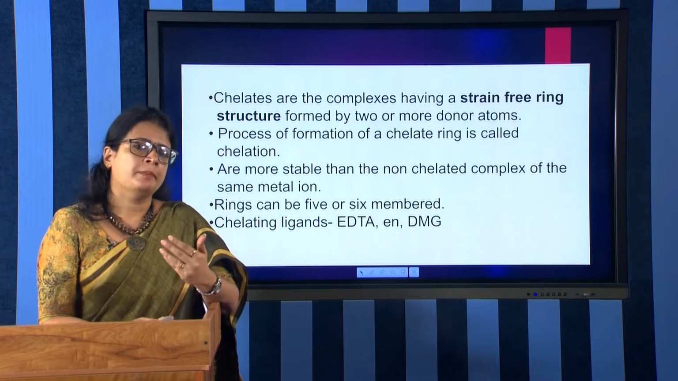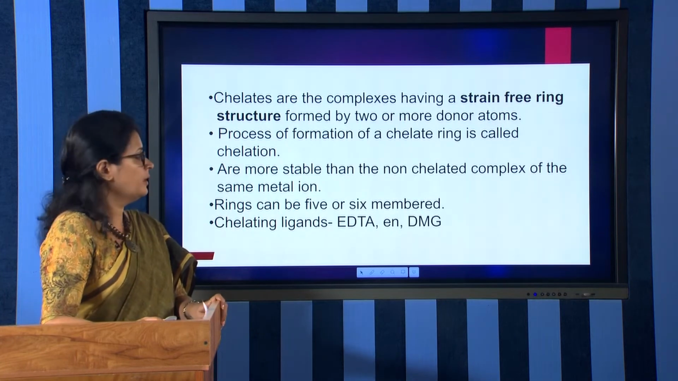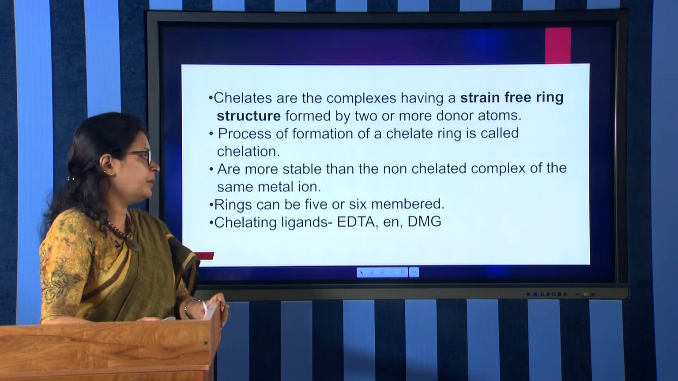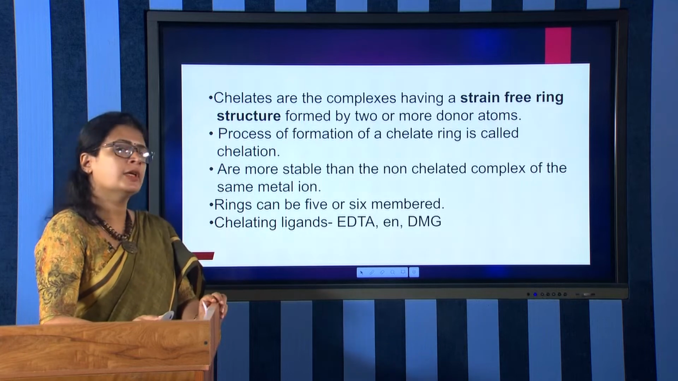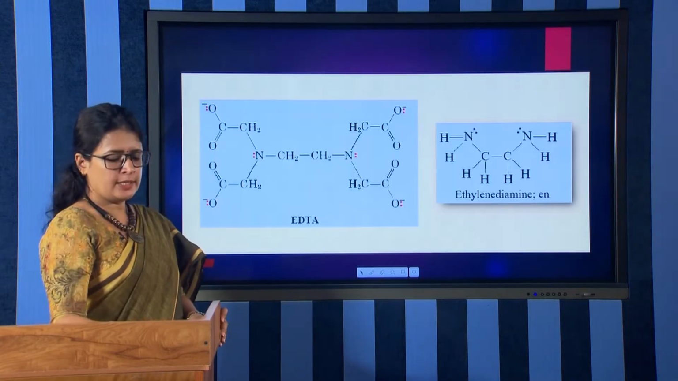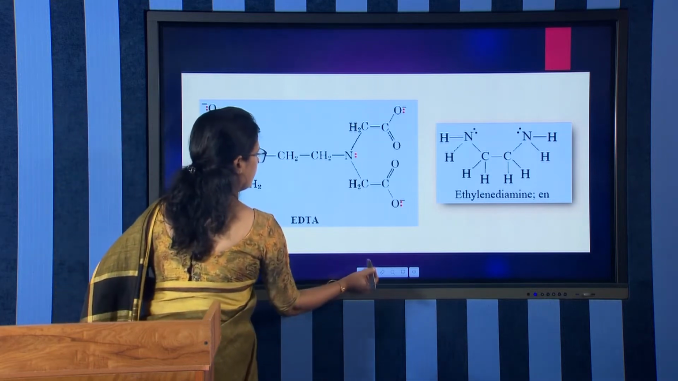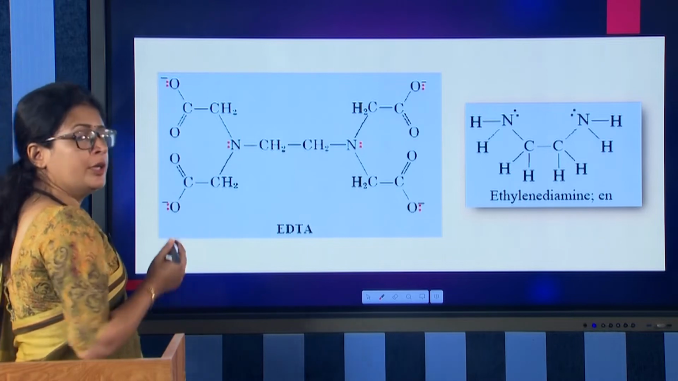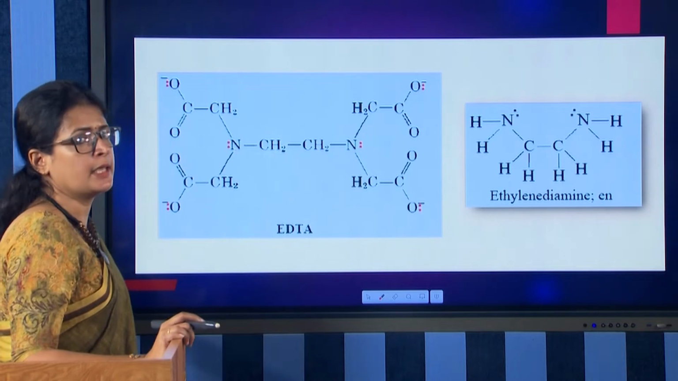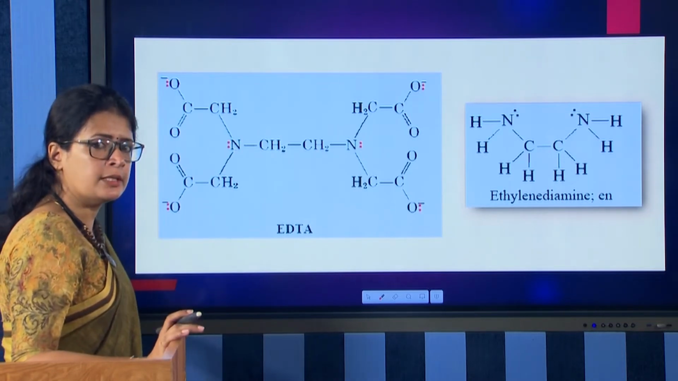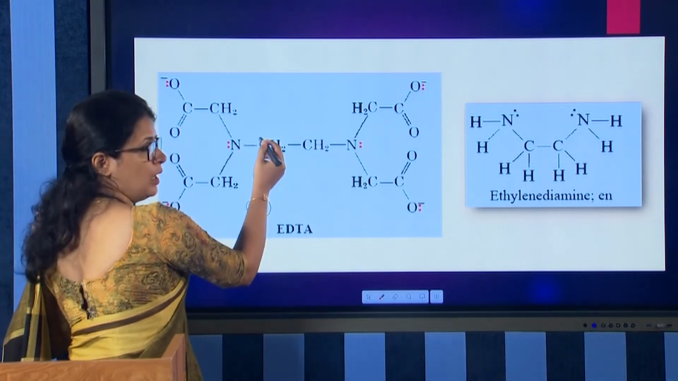These are examples of chelating ligands: ethylene diamine tetraacetic acid, EN meaning ethylene diamine, and DMG meaning dimethyl glyoximato ligands. Here you can see the structure of ethylene diamine tetraacetic acid. See the structure. How many donor atoms are there in ethylene diamine tetraacetic acid? We have studied that EDTA is a hexadentate ligand. Then how many donor atoms are there? It is 6. How is it 6? We can count the donor atoms.